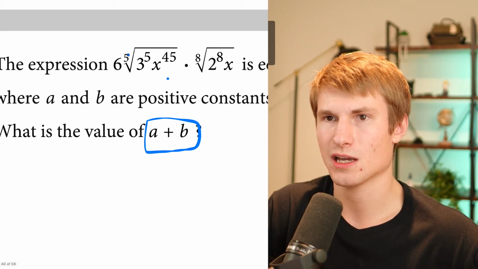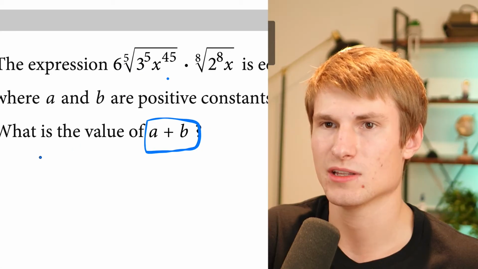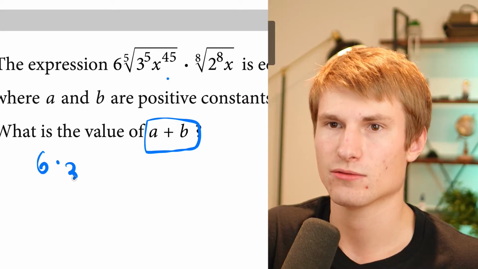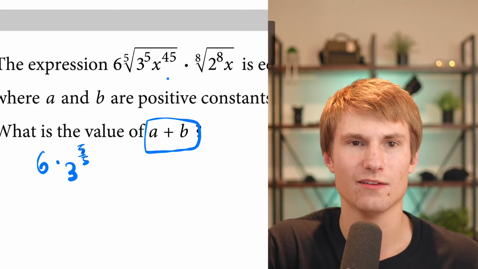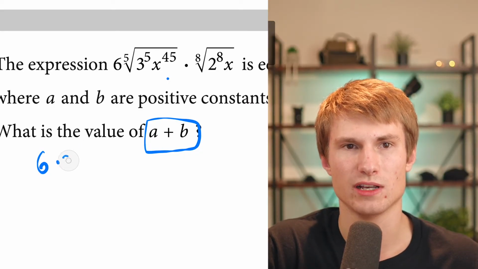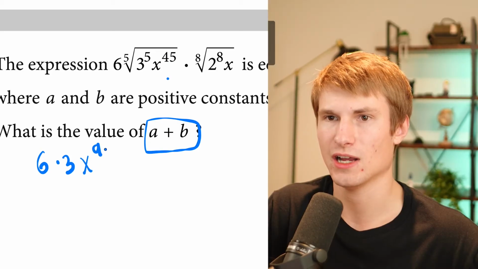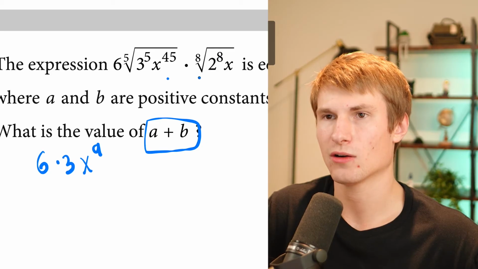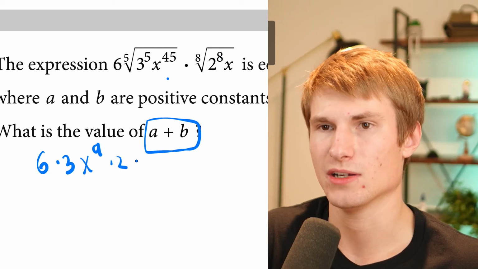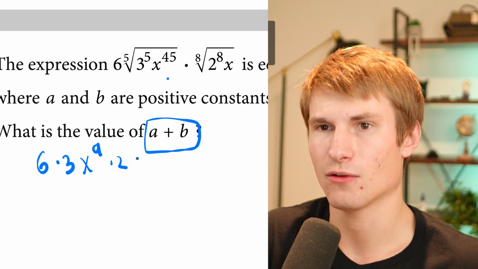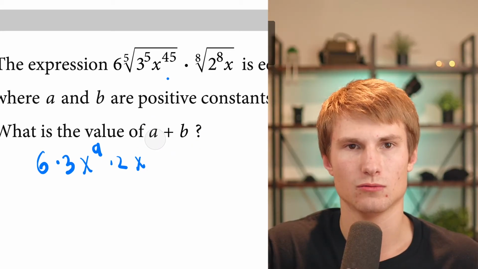So we've got 6 times the 5th root of 3 to the 5th. Well, that's going to be the same as 6 times 3 to the power of 5 over 5, which is 3 to the power of 1, which is just 3. Next we have x to the 45 over 5, which would give us x to the power of 9. And then we have 2 to the power of 8 over 8, which is the same as multiplying by 2. And then we have x to the power of 1 over 8.